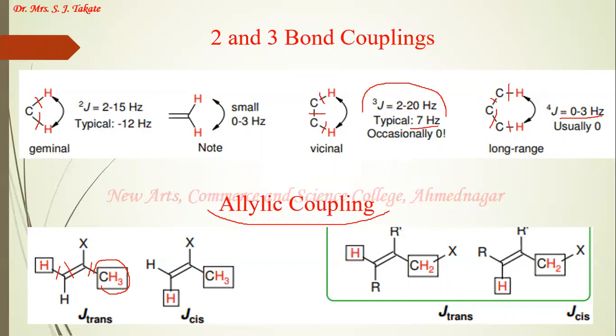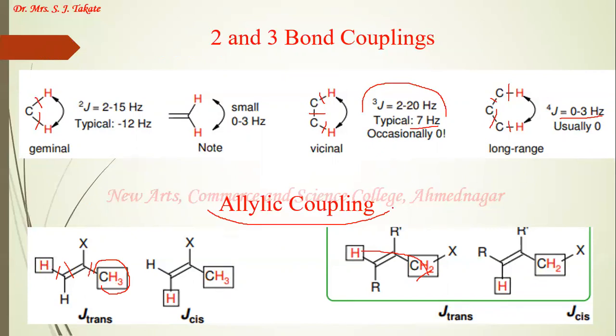In this case, the allylic partners are trans to each other, and in this case, the allylic partners are cis to each other. This is another example where this CH2 is trans to this allylic partner, this H, and these are cis here.